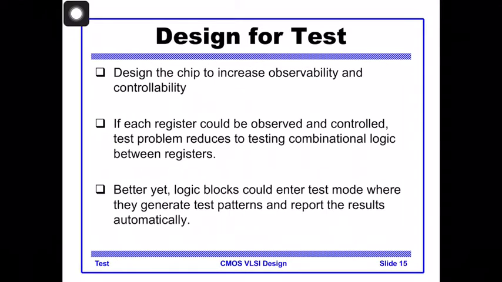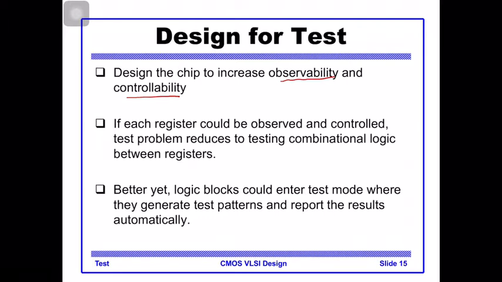Okay, so basically design for test. In design for test, you design the chip to increase observability and controllability. Observability is being able to observe any change in the output when there are faults, and controllability is being able to control the specific inputs of the chip. If each register could be observed and controlled, then the test problem reduces to testing combinational logic between registers.